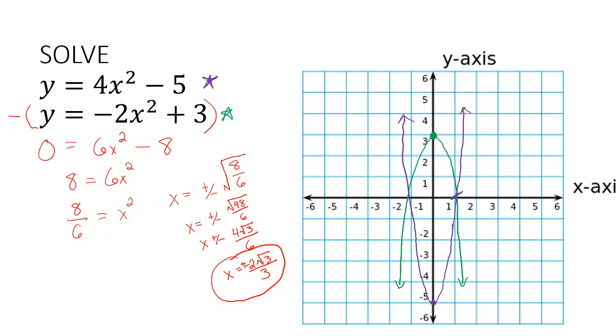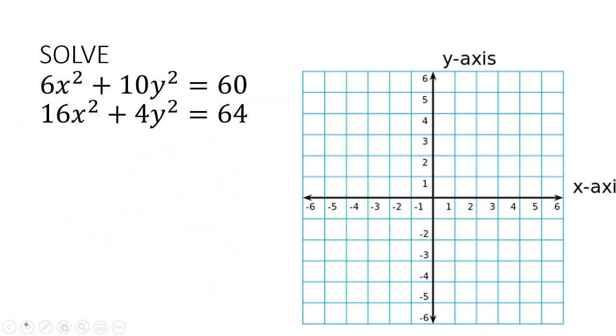All right, so the solutions arrive right there. Okay, that's how we solve systems. Here's another one. If we're working on this one, we got 2 ellipses, and let's start by graphing them.